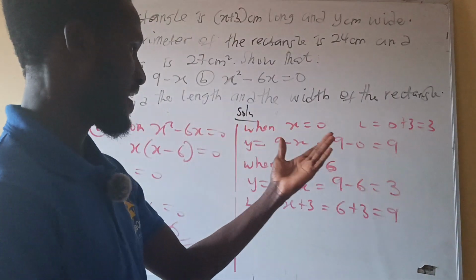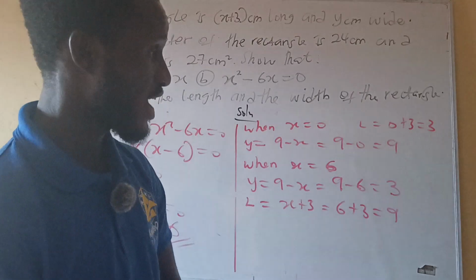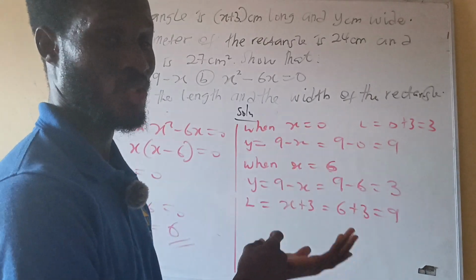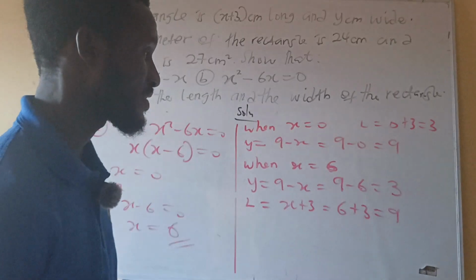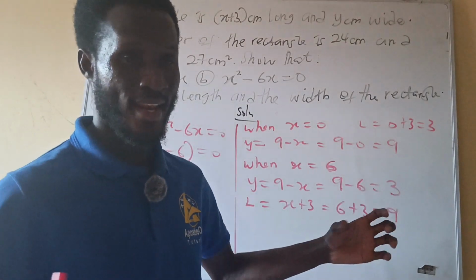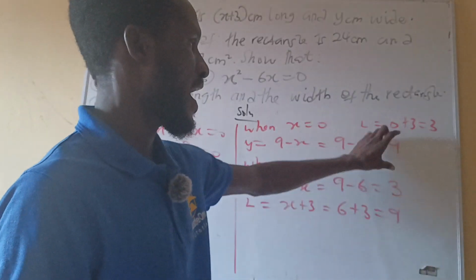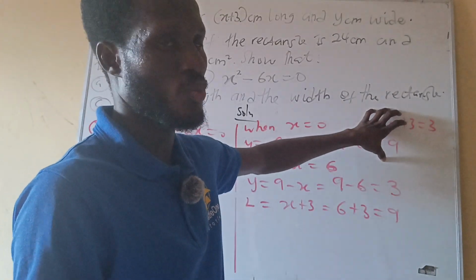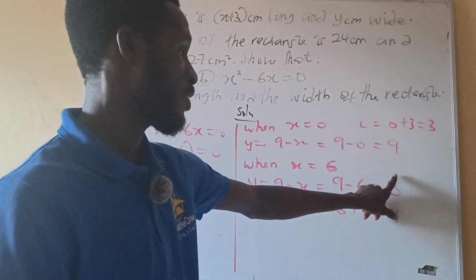So find the length and then the width of the rectangle. When the length is 3, the width is 9. When the length is 9, the width is 3. So I'm going to choose one of them. But one thing you're supposed to know is that the length is always longer than the width. I don't want to use the first one because the length is supposed to be longer than the width. So I'm going to take the length to be 9 and then the width to be 3.